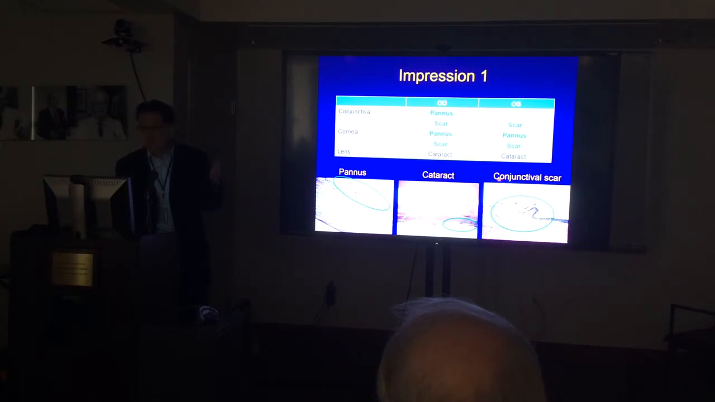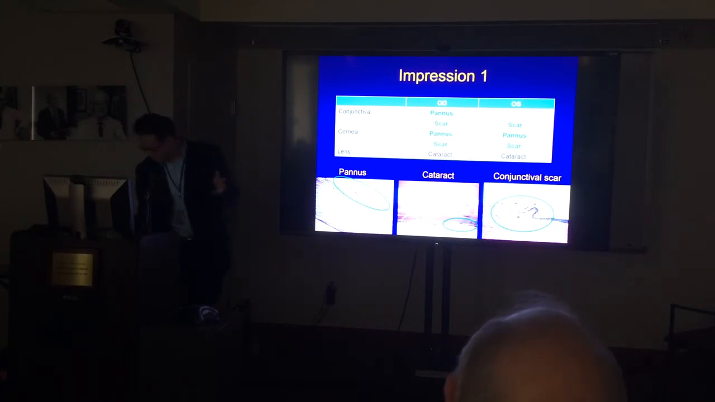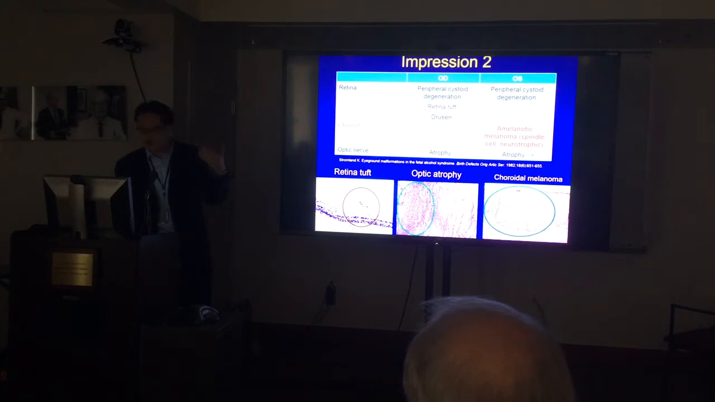So, to summarize the findings that we found at autopsy. As mentioned by Drs. Kramer and Brooks earlier, we found a lot of anterior segment signs. Both eyes had conjunctival scars, both eyes had corneal panuses, and both eyes had corneal scars. We also happened to notice a cataract. So that's the pannus and that's the conjunctival scar. Moving posteriorly, we noticed a little bit of cystoid retinal degeneration, a retinal tuft, and some drusen, but the main ophthalmic finding was this amelanotic choroidal melanoma. We noticed it had a spindle cell morphology, and because it stained intensely for neuron-specific enolase, we decided it had a neurotrophic component.